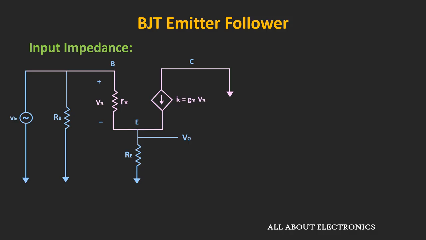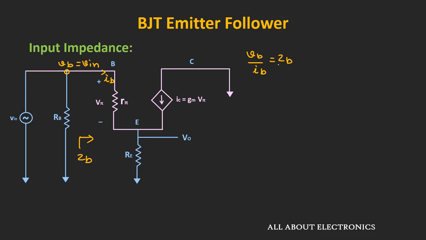To find the input impedance, first of all let us find the impedance which is seen through this base resistor. Let's call this impedance ZB. Here, let's say the voltage at this node is equal to VB, and as you can see, it is equal to the input voltage. And the current which is flowing through this base terminal is equal to IB. So the ratio of this voltage VB and IB will give us ZB.